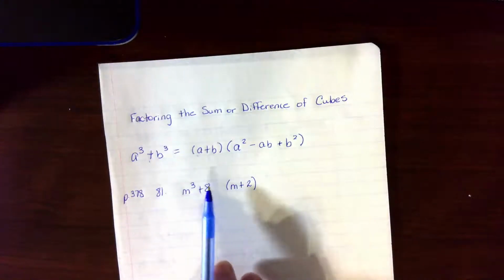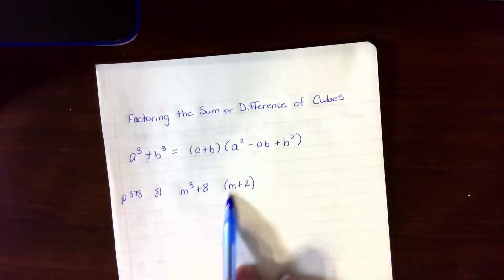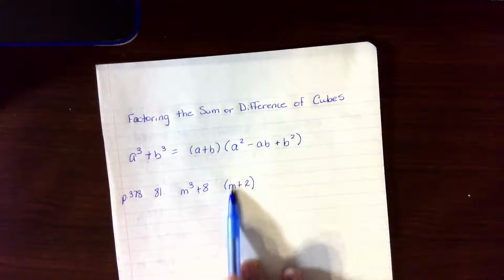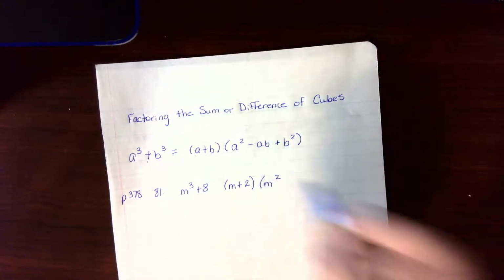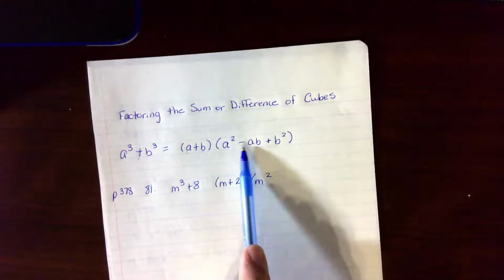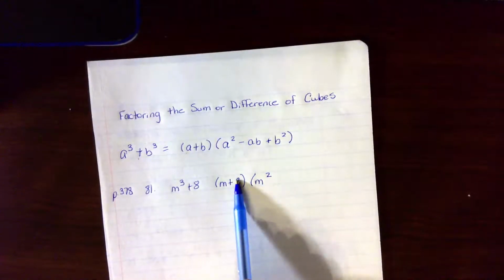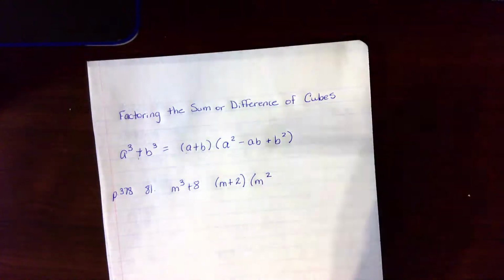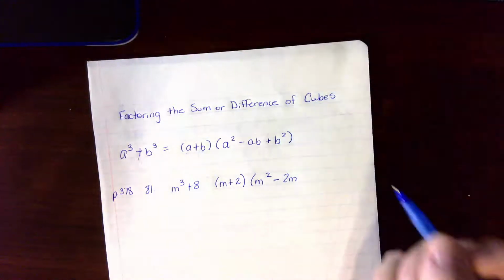Then the next one says to square a, which is your first term right here. So this is m, so I'm going to square that. The next part of the pattern says subtract a times b. Well, this is my a and this is my b. So a times b would be 2m, and I put minus 2m.